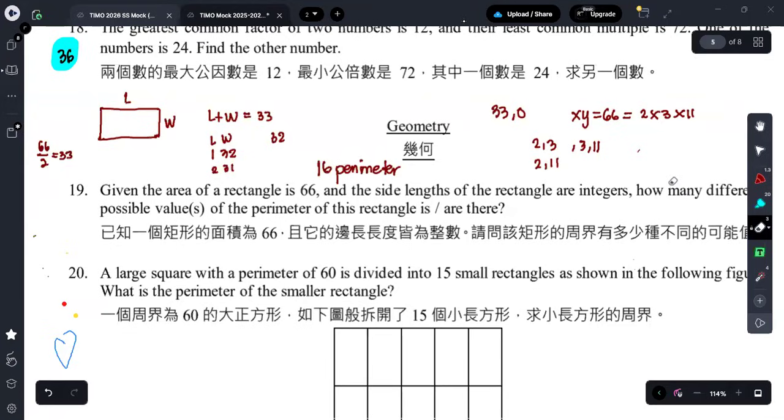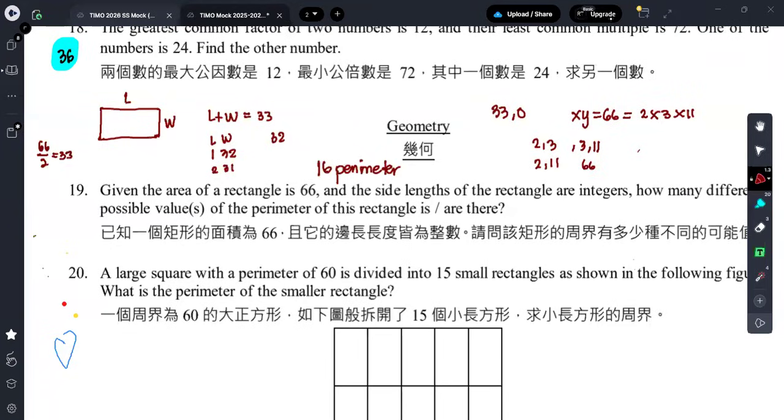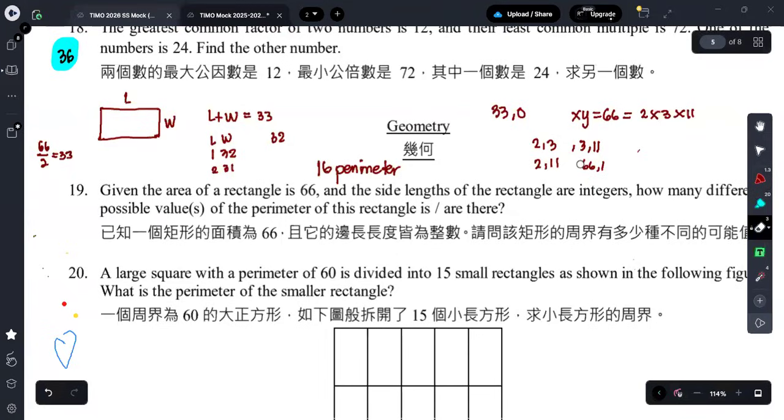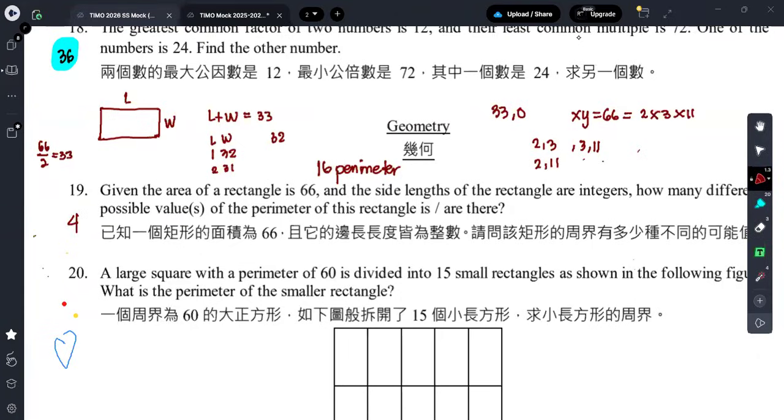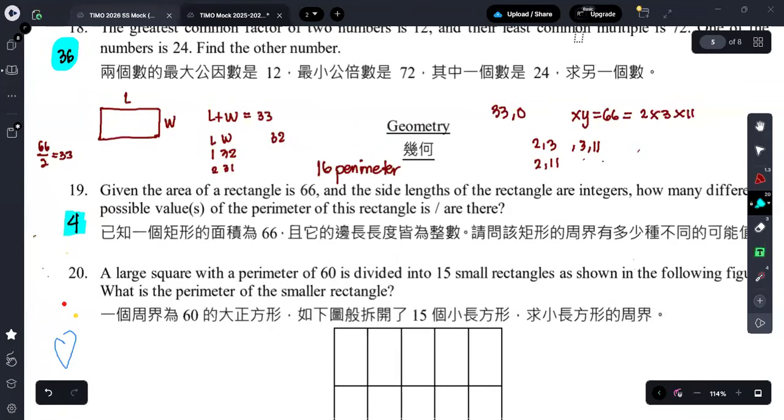We can also write 66 and 1. Okay, I'm not done yet. Now 66 and 1. This is the other side. So 66 and 1, we can have the perimeter for that. Okay, so the answer for number 19 is 4. There are 4 of them.